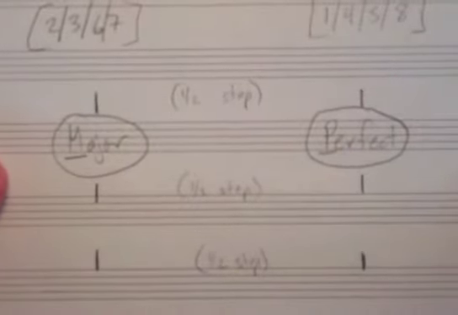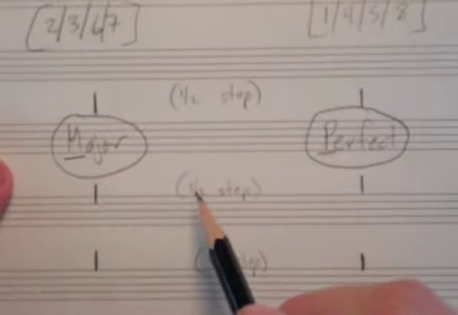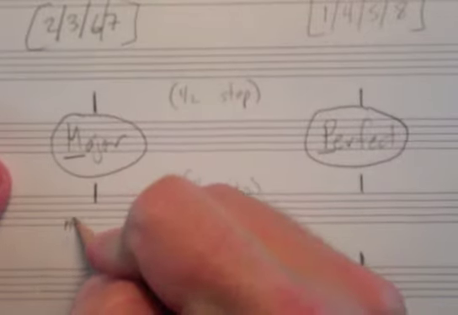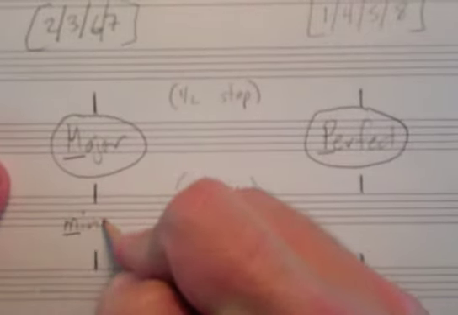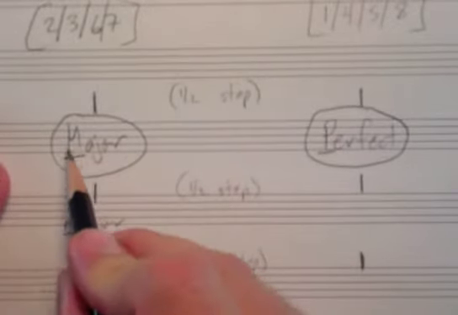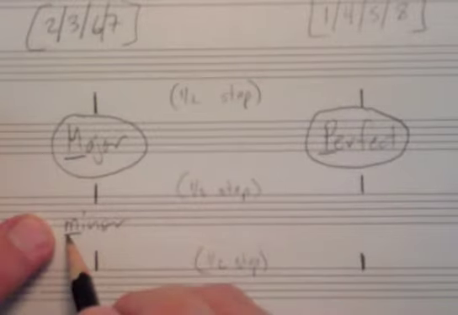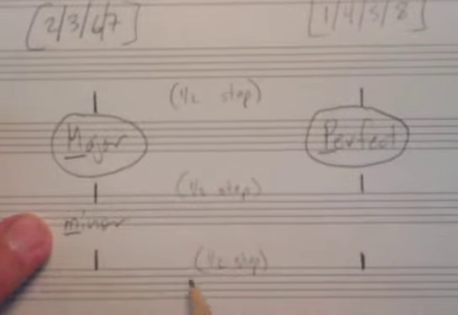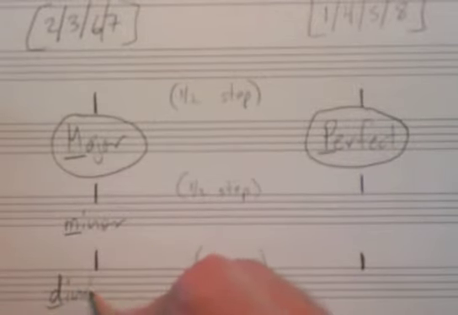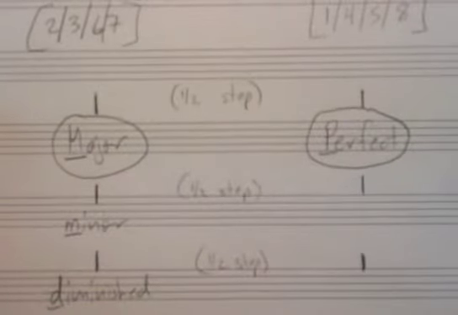And so let's talk about this. If we're looking at the major family, if we go half a step lower than a major interval, we get a minor interval. So major, capital M, is how we notate that. Minor, lowercase m. If we go down another half step from a minor interval, we get a diminished interval, which is a lowercase d.